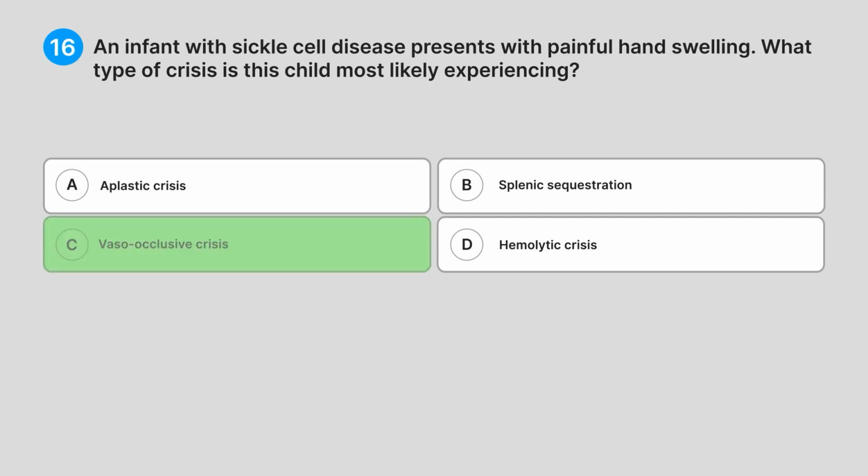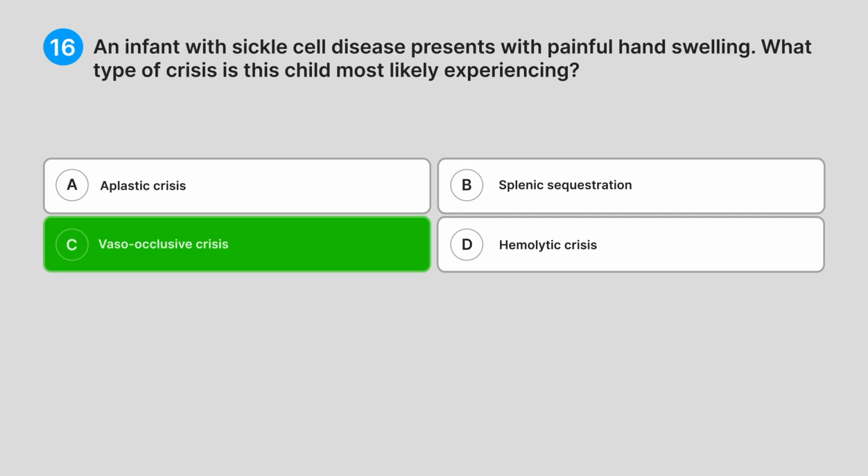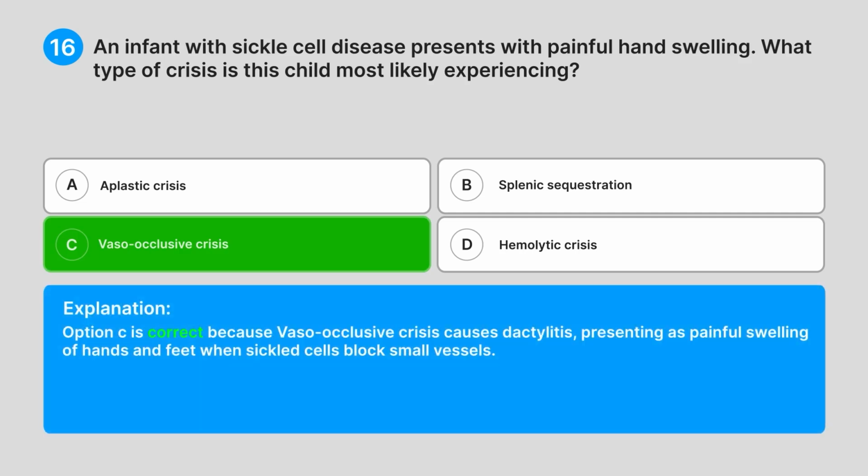Correct answer, C. Vaso-occlusive crisis. Explanation: option C is correct because vaso-occlusive crisis causes dactylitis, presenting as painful swelling of hands and feet when sickled cells block small vessels.